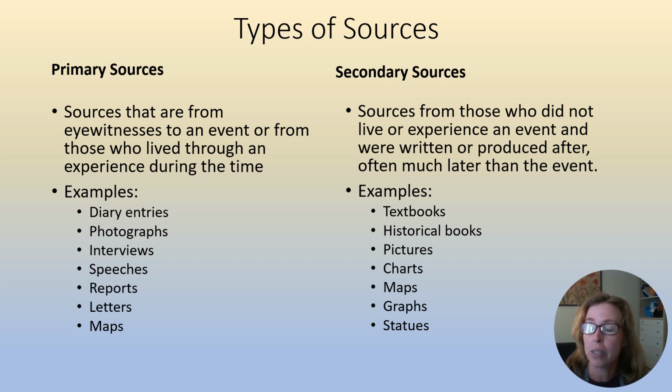Other examples of secondary sources would be historical books. So historians write books about topics, and that would be a secondary source. There are pictures that were created. Often anniversaries of major events cause people to create pictures. Charts that are created. Graphs, maps, and statues are also things that could be historically important, but they are secondary sources.